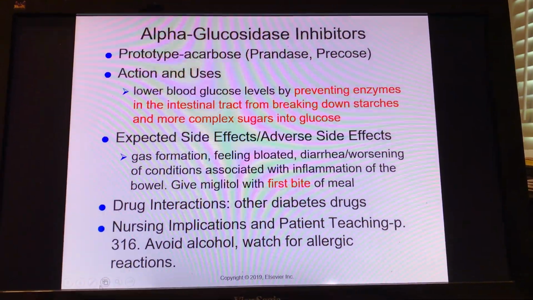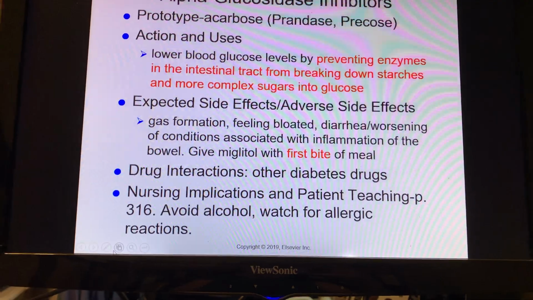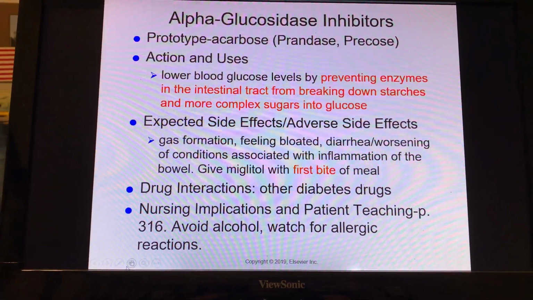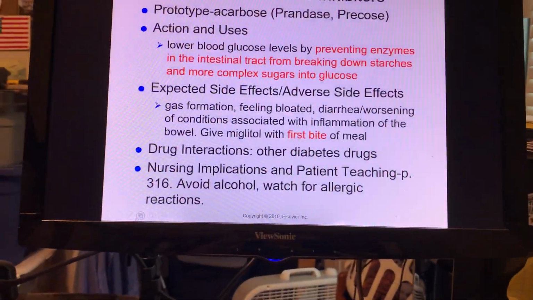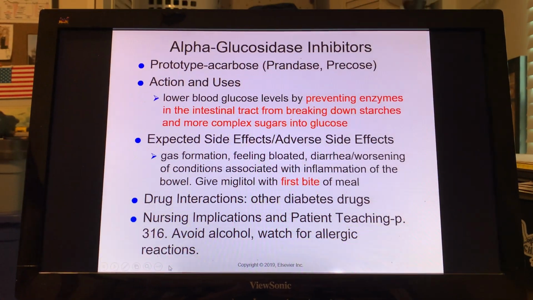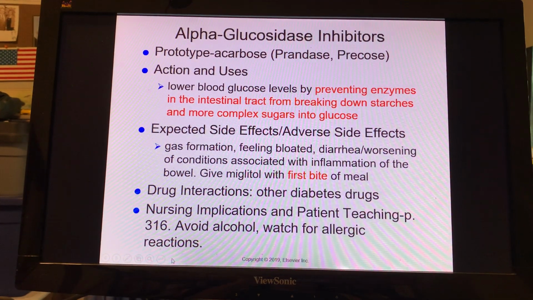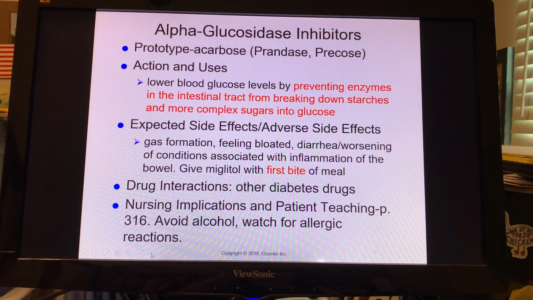And of course, you want to tell the person to avoid alcohol. And like any PO drug, watch for allergic reactions. So you can see we kind of have a theme going with these drugs. Watch for hypoglycemia, watch for allergic reactions, take with the first bite of a meal. Just learn the actions. Does it work in the GI tract? Does it work in the liver? Does it work in the pancreas?